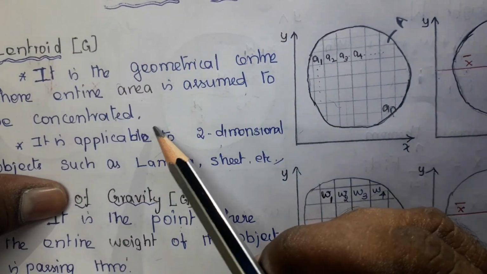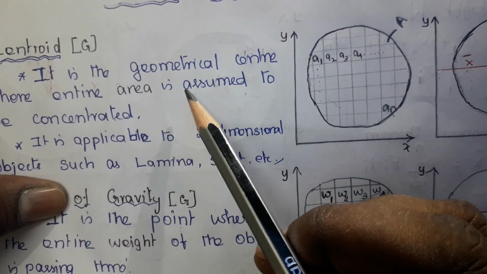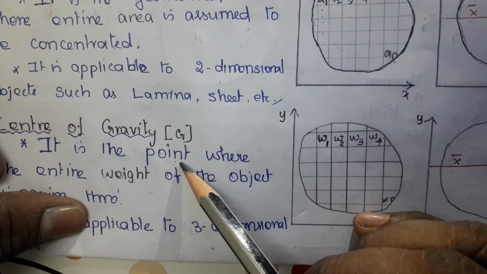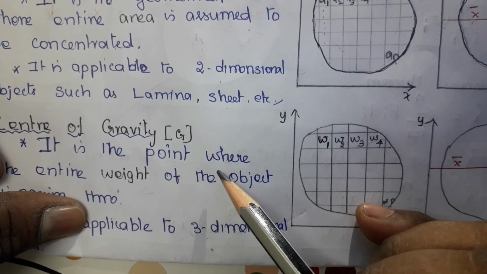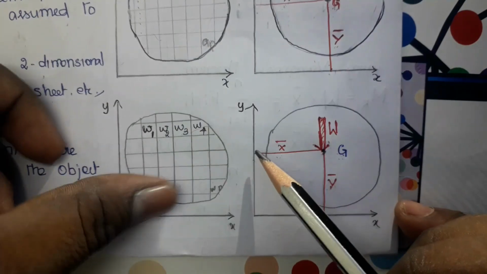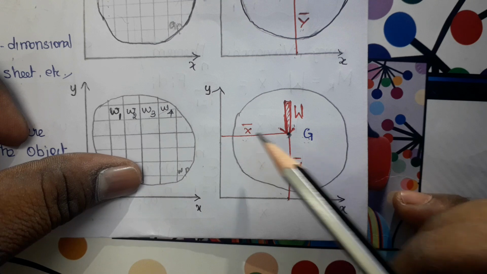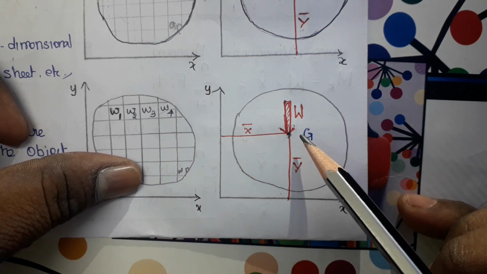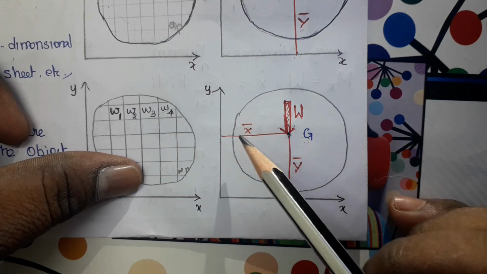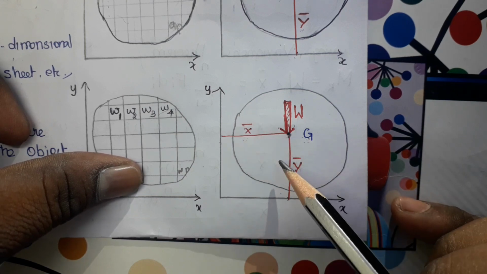Then one more important thing: in centroid we have made an assumption, but here there is no such assumption. Here we should not assume the point as the center of gravity. This is an important thing. Again as usual you have to find the location of this G, center of gravity, with respect to the y-axis and x-axis. It is represented by the letter x bar and here it is y bar.